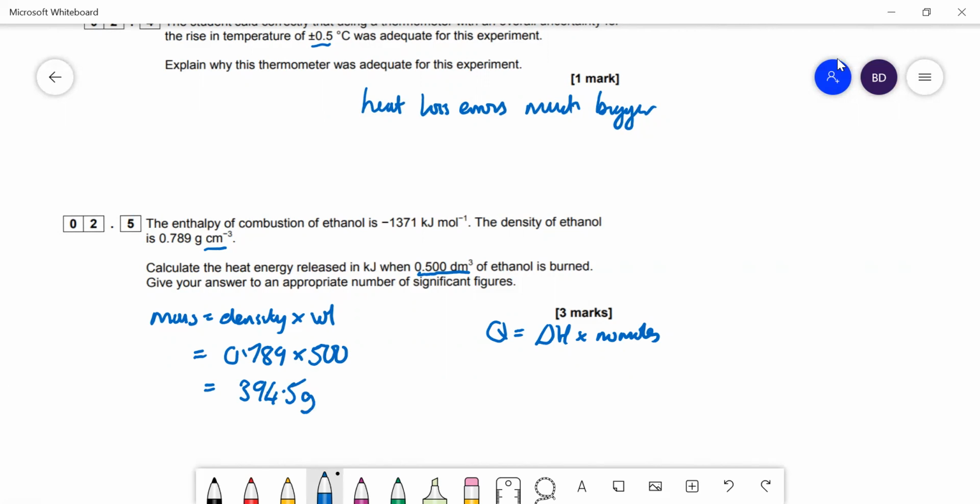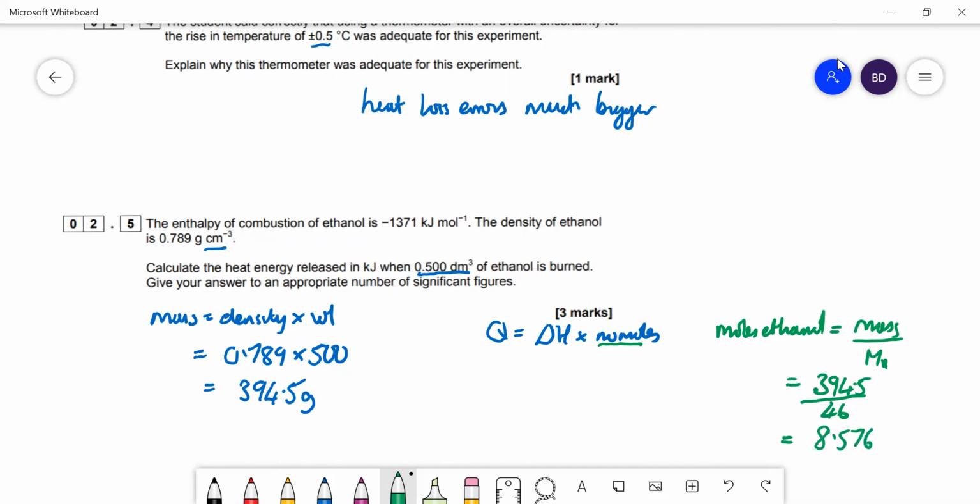Now we need the number of moles of ethanol here. So we need to work out our mass of ethanol, turn it into moles. So moles of ethanol is equal to mass over the Mr. The mass is 394.5 and the Mr is 46. So that gives us a number of moles of 8.576 moles.